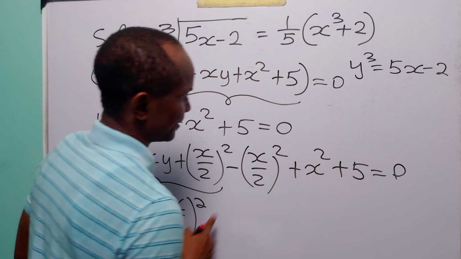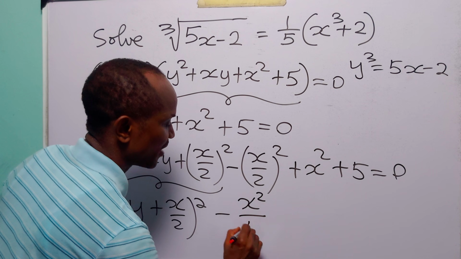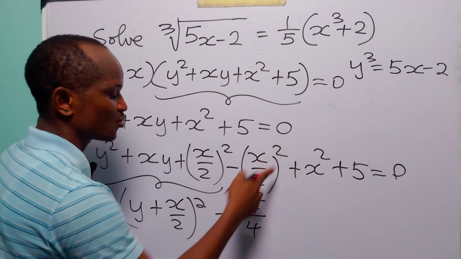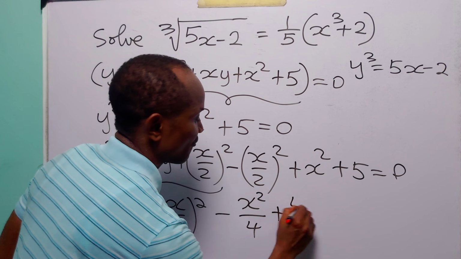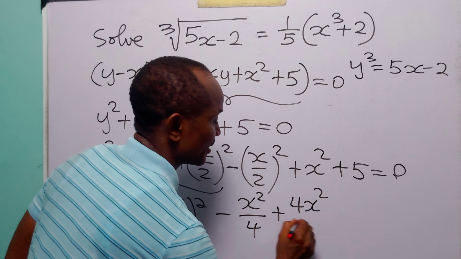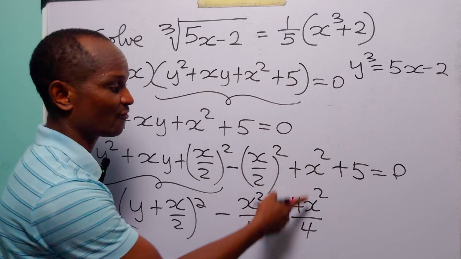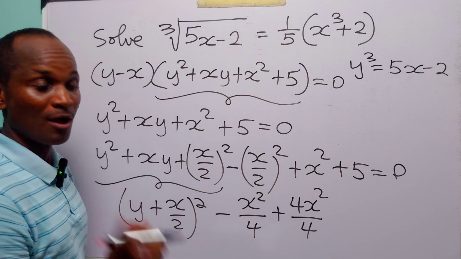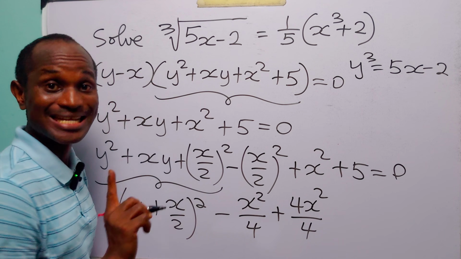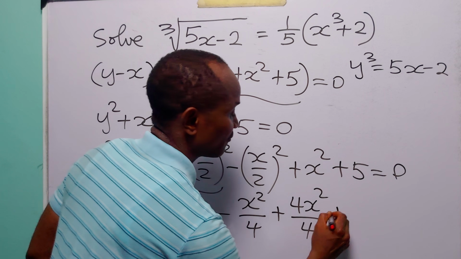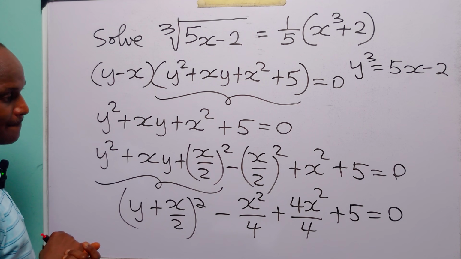Then look at these three. We have minus x squared over 4. Of course, 2 squared is equal to 4. Then let us write this as 4x squared over 4. Of course, you know that 4x squared over 4 is equal to x squared. But now, in writing it in this way, these two have the same denominator. Then we have plus 5, and this is equal to 0.